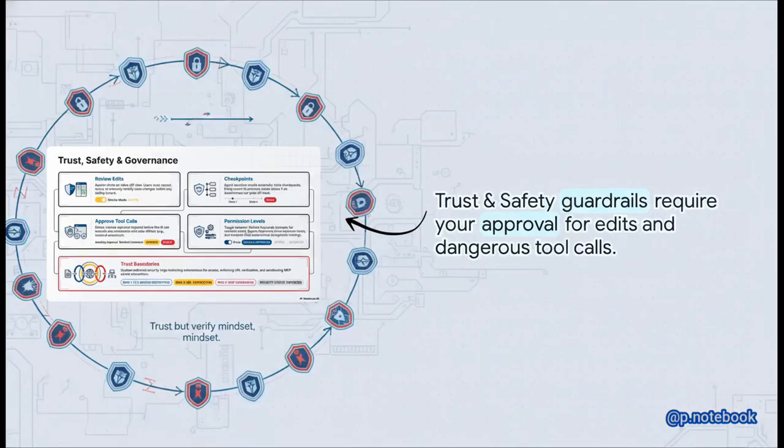And last but definitely not least, let's talk about the guardrails. The philosophy here is basically trust but verify. The system is packed with these checkpoints where it has to stop and ask for your permission before it does anything potentially big, like editing a bunch of files or running a terminal command. You get to set the permission levels, you are always in control and have the final say.